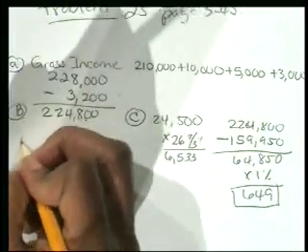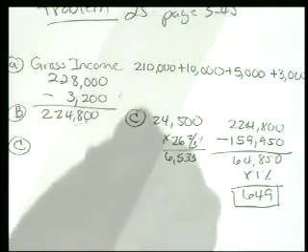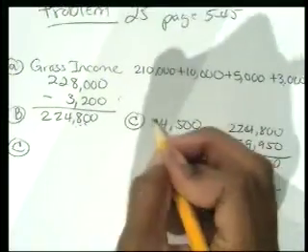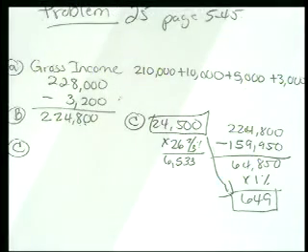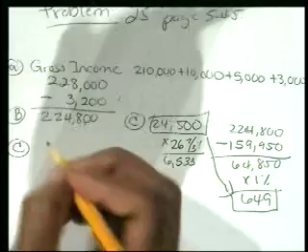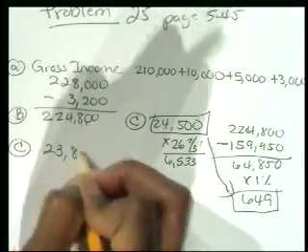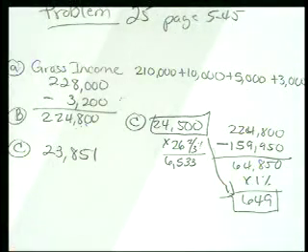Okay, so for C, my itemized deductions is going to be the 24,500 minus $649. So 24,500 minus 649 gives me itemized deductions of 23,851. Okay, so that's how we get that.